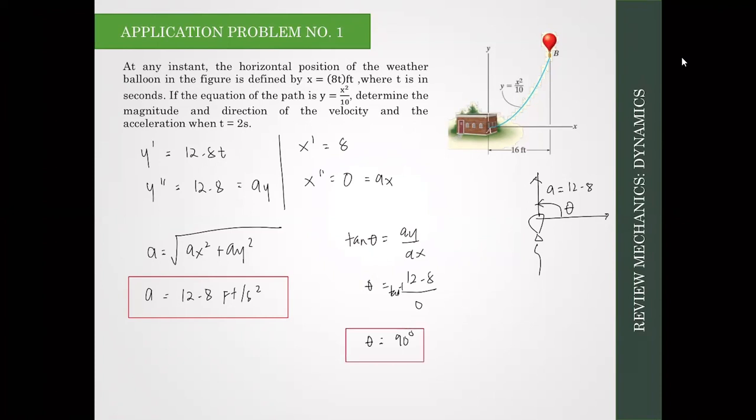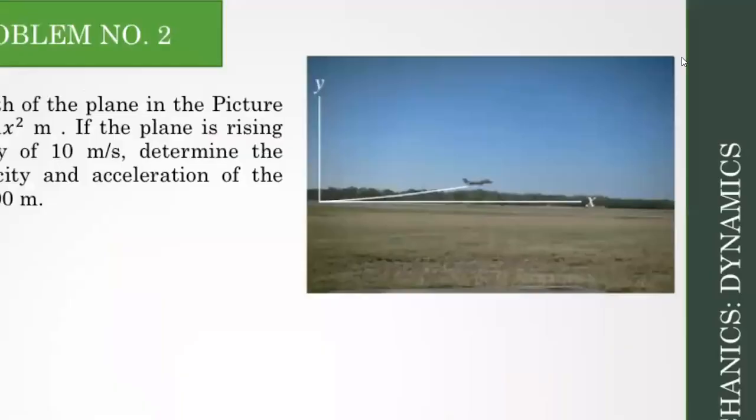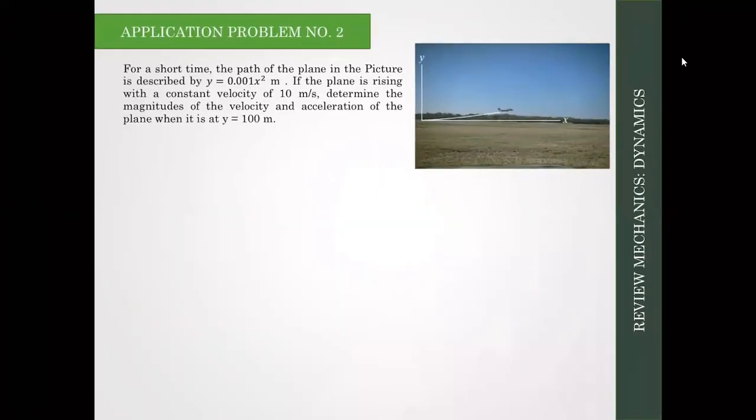Okay? Another example is given. So, for a short time, the path of the plane in the picture. So, we have here yung picture natin. Ayan yung plane. I don't know if you can see it, but yun yung plane. It's described by y is equals to 0.001. So, ibig sabihin, meron tayong parabolic function dito. Yung formula niyan is y is equals to 0.001x squared.